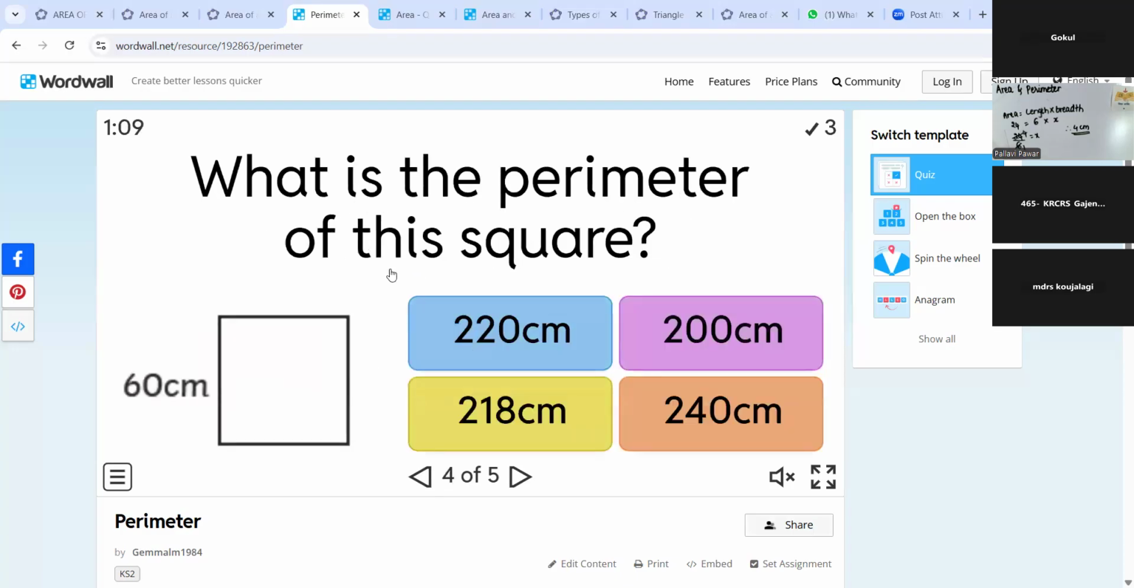Now, what is the perimeter of this square? The square is given here. Now tell me its perimeter. So same, 4 into the length of a side. So 4 into 60, how much is it? A, B, C, D, which is the correct option? When you do 4 into 60, how much do you get? It is 240 centimeter. Yes.